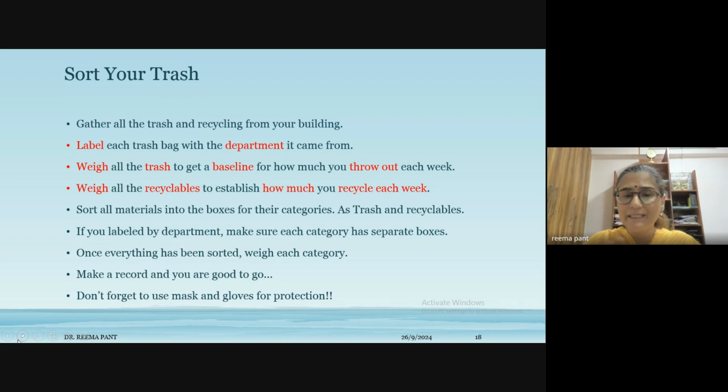So trash and recyclable, non-recyclable and recyclable are segregated. Then once you have sorted, your records are made, and from next time onwards, you know that, all right, in my organization, these are the departments which have maximum recyclable waste. These are the departments which have minimum recyclable waste. These are the departments which have non-recyclable waste, or something like e-waste.